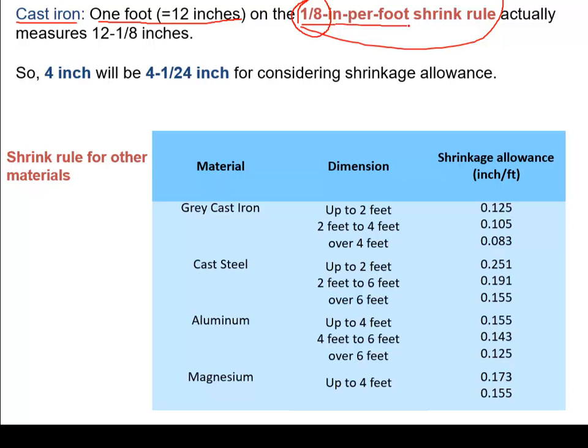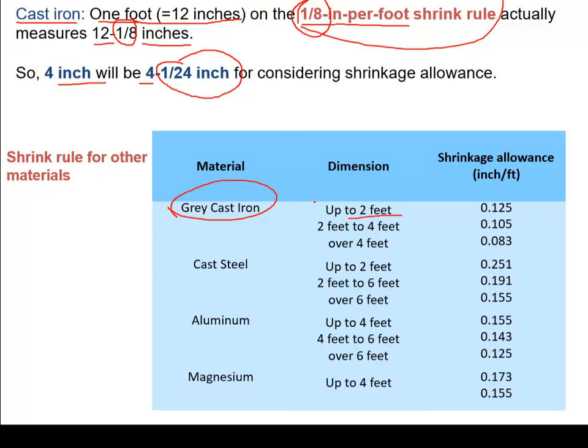Per foot means for 12 inch, 1/8 inch is to be added to the dimension of the pattern. So for 12 inch it is required 1/8 inch, and for 4 inch it will be 1/24 inch for the pattern size. If we are going to make a product of 4 inch, the pattern size must be 4 inch plus 1/24 inch.